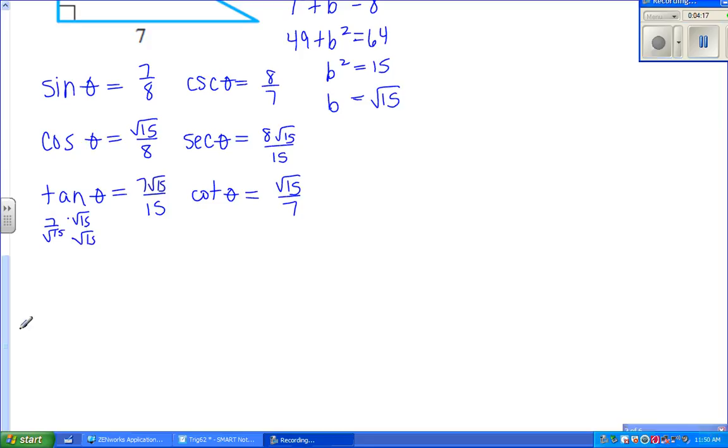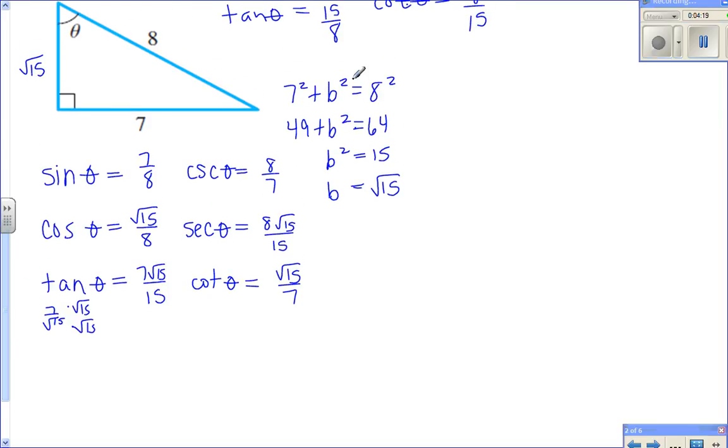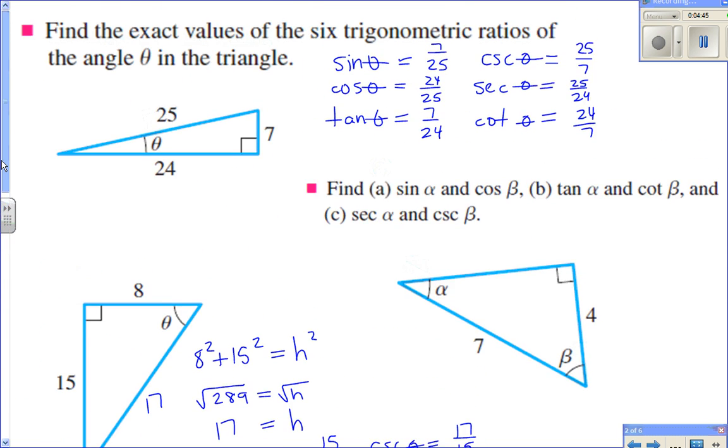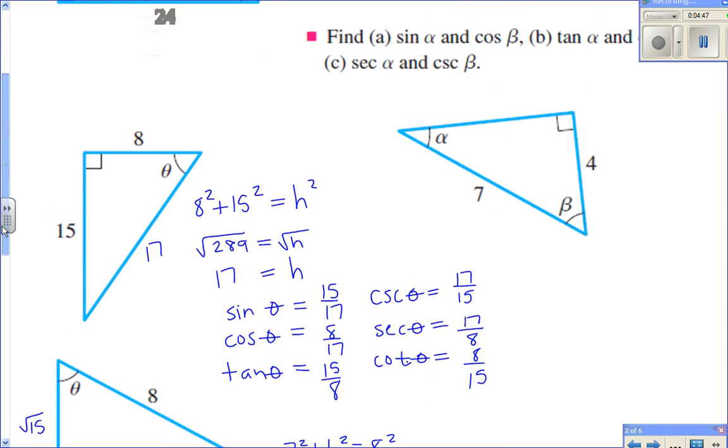Okay, so again, you have to do the Pythagorean theorem with this one, but this time we don't know one of our sides. So we get the square root of 15, but then we still go ahead and stick it into sine, cosine, tangent. Now, you do have to realize if you end up with a square root in the denominator, you have to eliminate it. So that's how we get this 7 times the square root of 15 over 15. It's also how we get 8 times the square root of 15 over 15. So those would be your 6 answers for this.